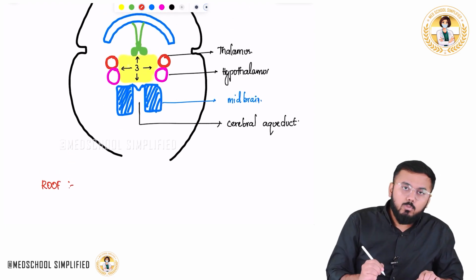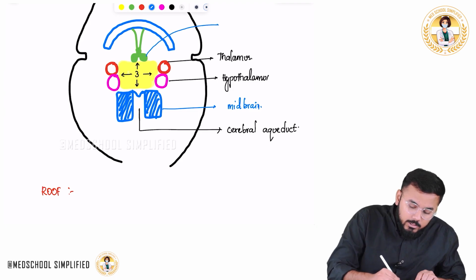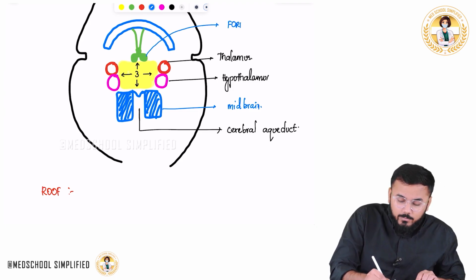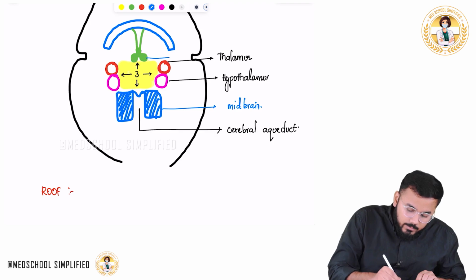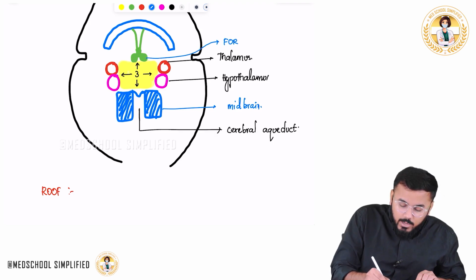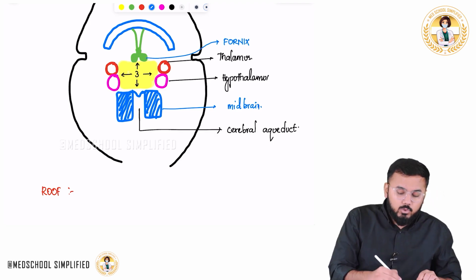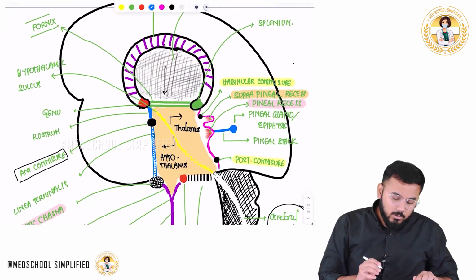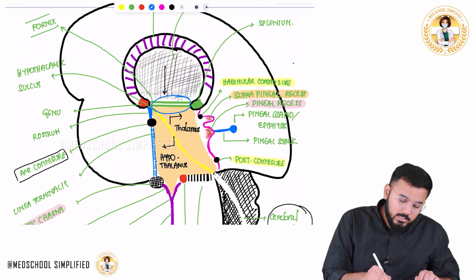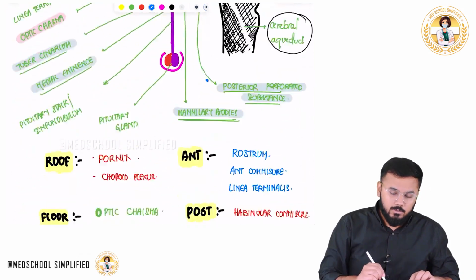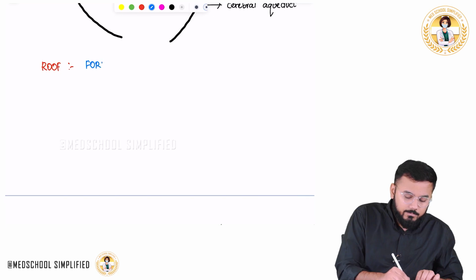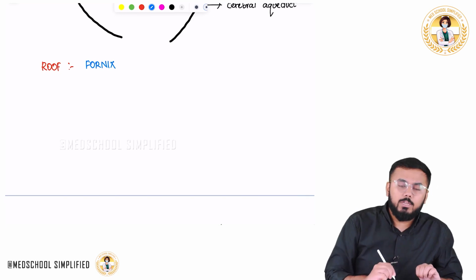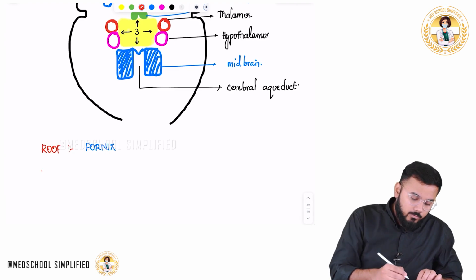What are the structures that are located on the roof? What are these two ball-like things? These ball-like things are called fornix. Let me put this picture over here. Yeah, so these ball-like things are called fornix, right? So in the roof, what do we have? You have got fornix. Here also, this is the third ventricle. The roof, what is this structure? This structure is called your fornix, right? So roof is having fornix.